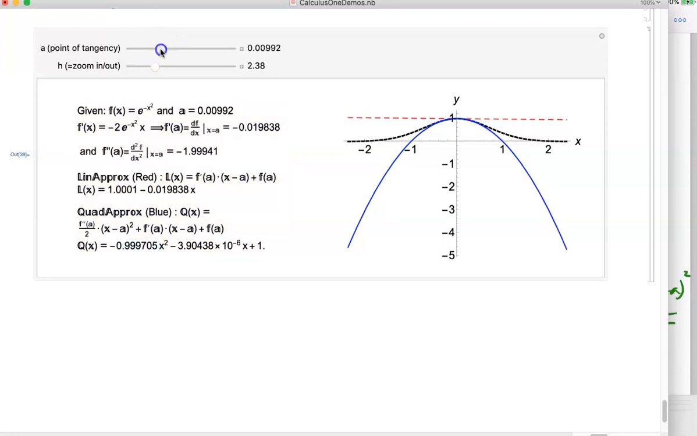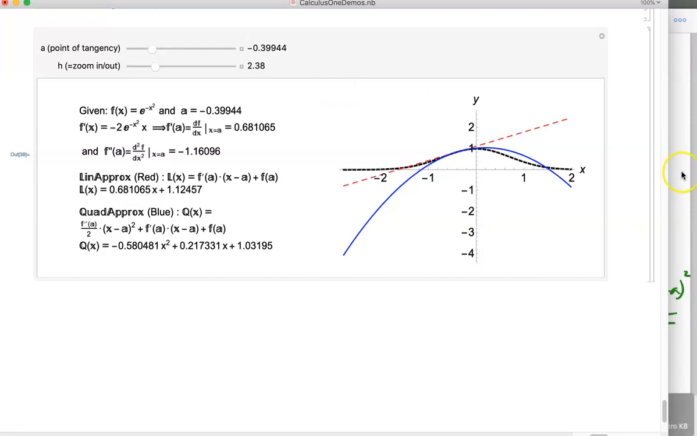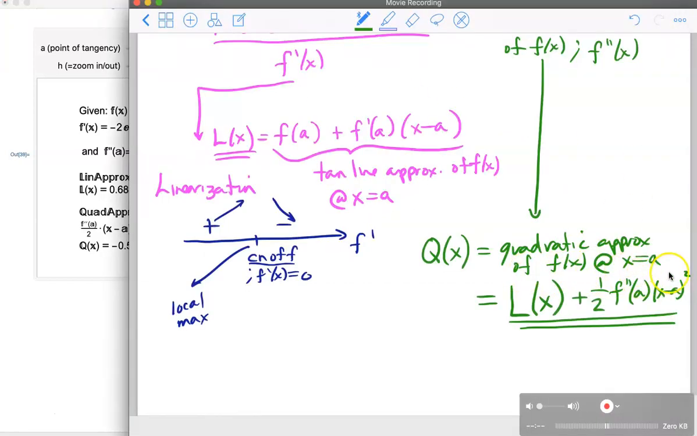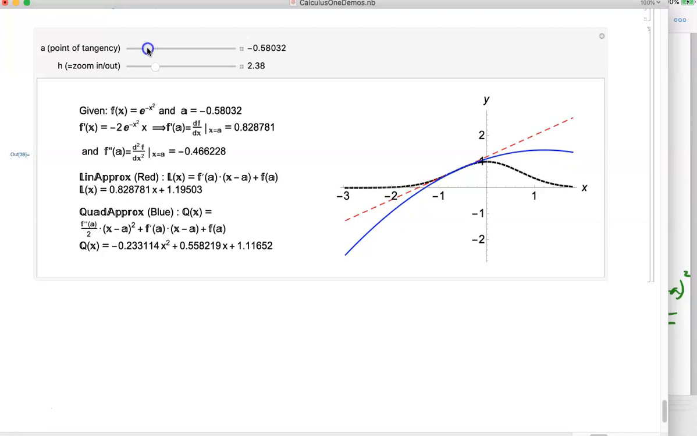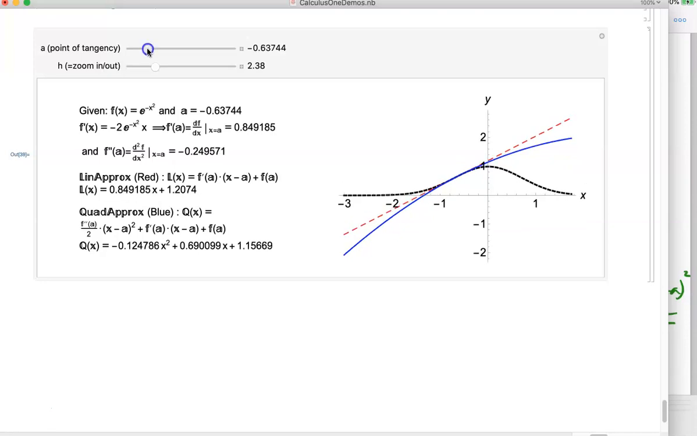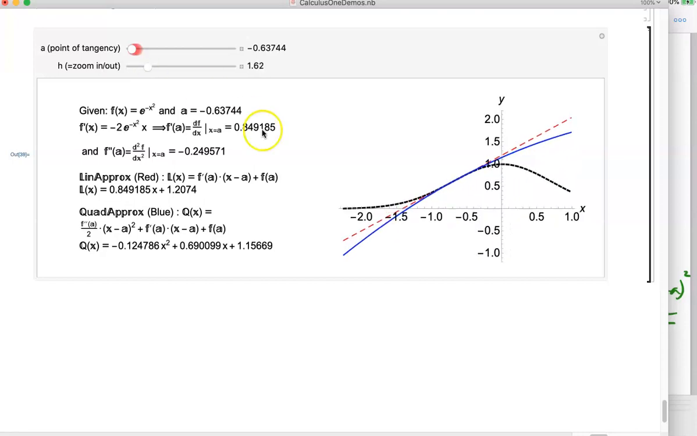If you pick different points a to compute this quadratic approximation at, your graphs are going to change. You can see the tangent line to the black dotted line, and you can also see the quadratic approximation. It's not a straight line; it has a little bit of bend to it. If you were to zoom in, we would see that the tangent line is approximating the function at this point, but the blue curve bends and conforms to that function a little bit better.